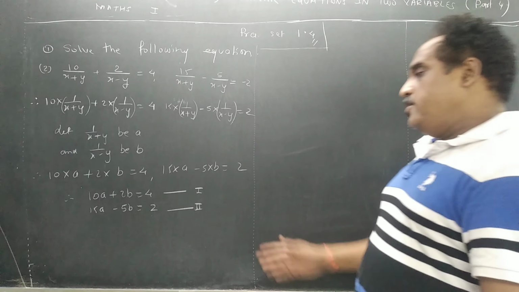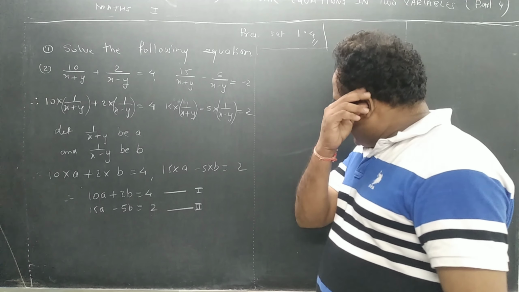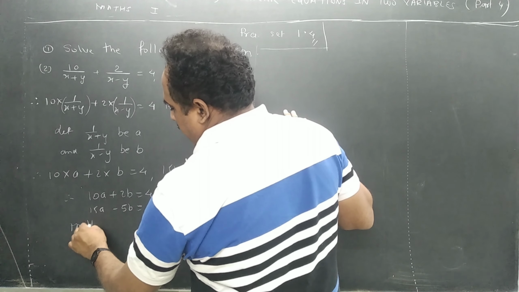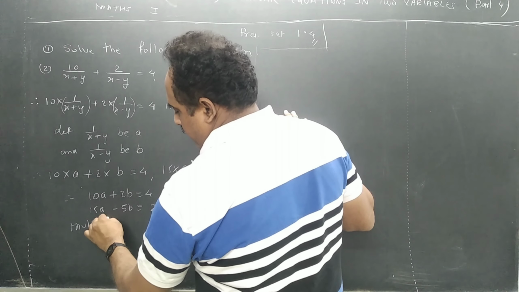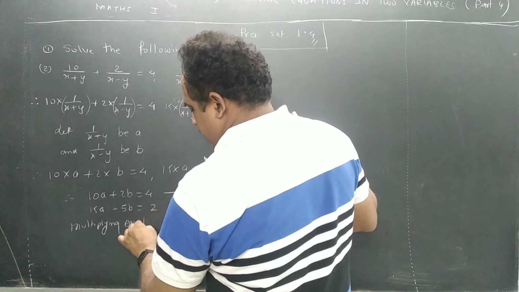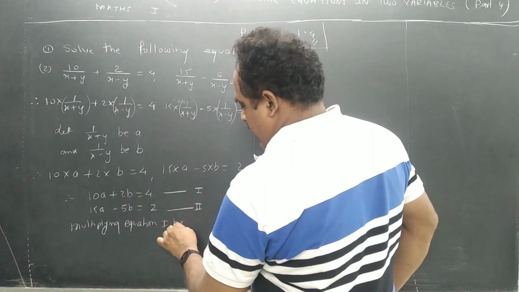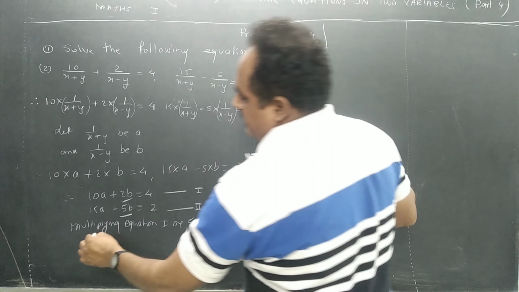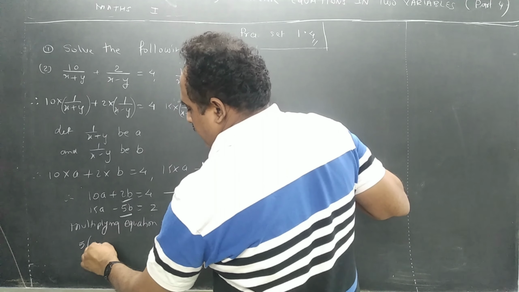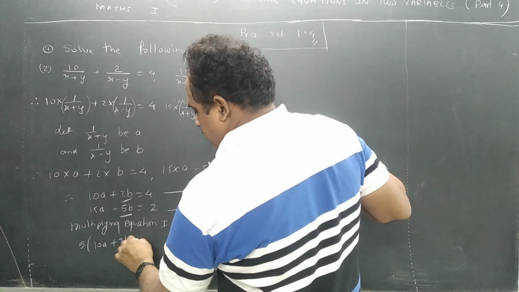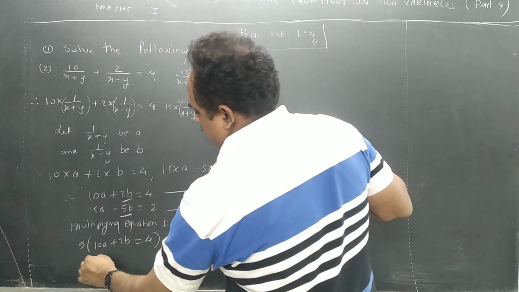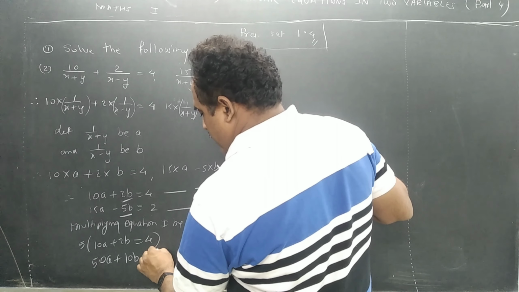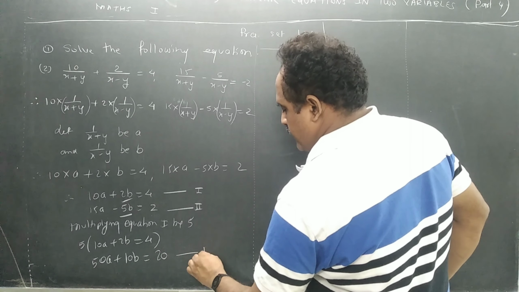Now this is a simultaneous or linear equation, so we are going to solve it. How do we solve it? Multiplying equation 1 by 5. I am going to consider the coefficients of b. So what happened then? 5 in bracket 10a plus 2b is equal to 4. So we are getting 50a plus 10b is equal to 20. This is equation number 3.